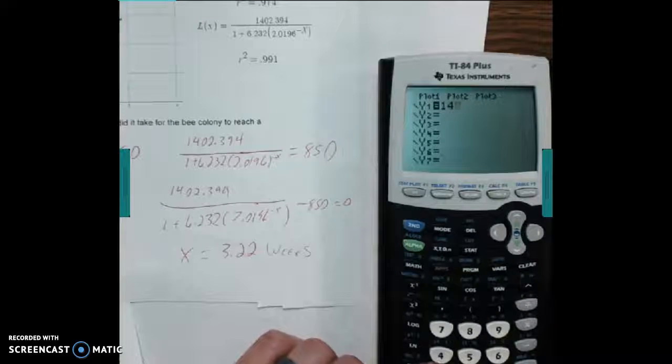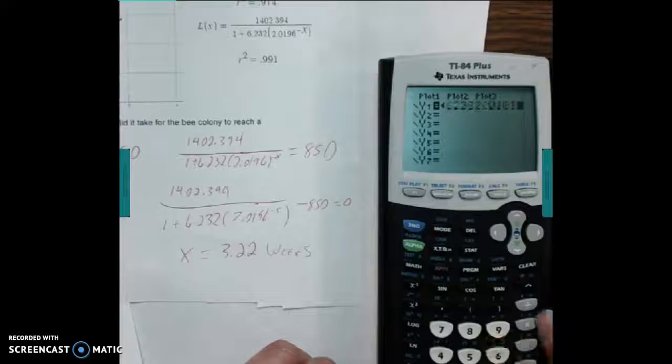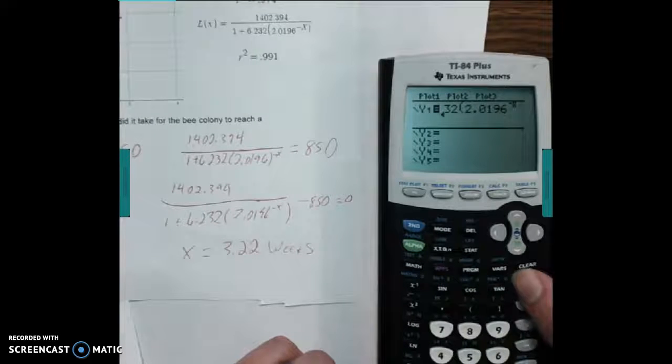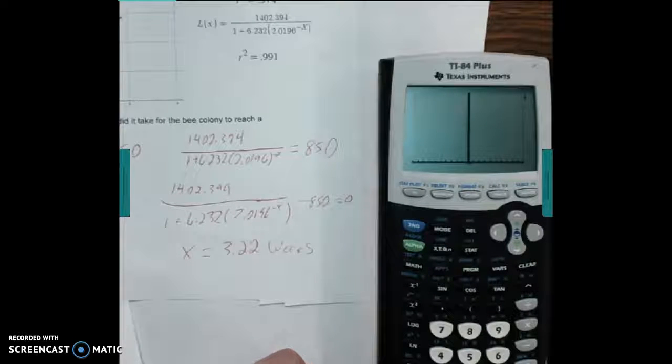Again, 1402.394 divided by parentheses 1 plus 6.232 parentheses 2.0196 to the exponent. See, now I've got that exponent up there, so I don't need an extra set of parentheses for that. I just have to close it twice. When does it equal 850? I'm going to graph it.